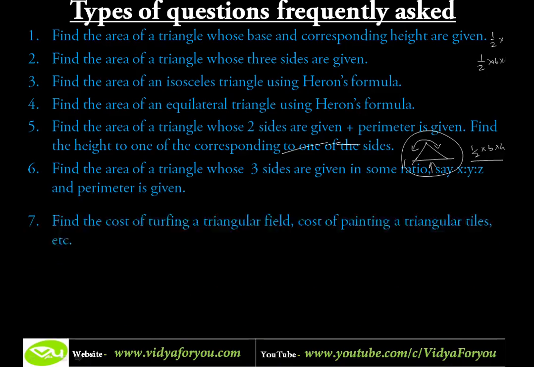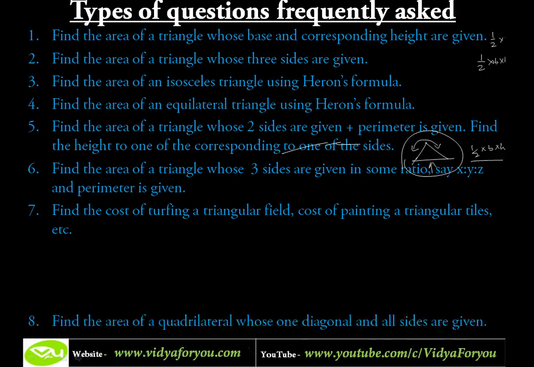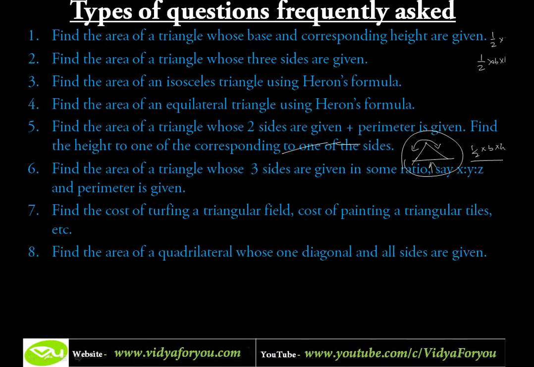Next is find the cost of turfing a triangular field, watering a triangular field, cost of painting a triangular tile, etc. Where we need to find the area first and then multiply with the rate applied. Next type is find the area of a quadrilateral whose one diagonal and all sides are given. So it's talking about a quadrilateral. You can take any quadrilateral.